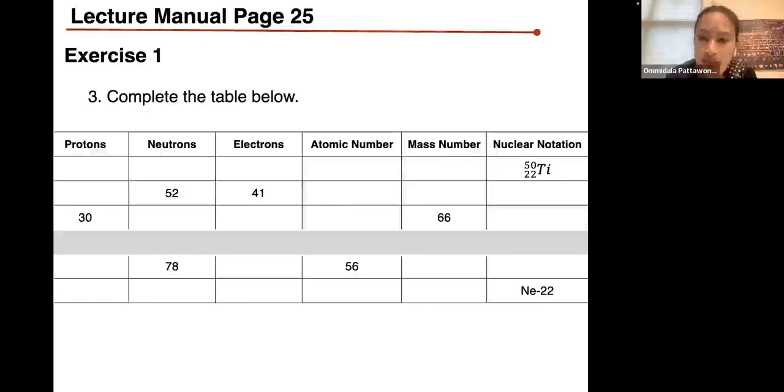For titanium, the atomic number indicates the number of protons, and the mass number indicates the number of protons plus neutrons. Because we see the number 22 at the bottom, which tells us the atomic number, that represents the number of protons. Because this atom is neutral, the number of electrons would also be 22, the same as the number of protons. The mass number would be 50, because this number tells us the number of protons plus neutrons. If you subtract the number of protons from the mass number, you obtain the number of neutrons, which is 28.